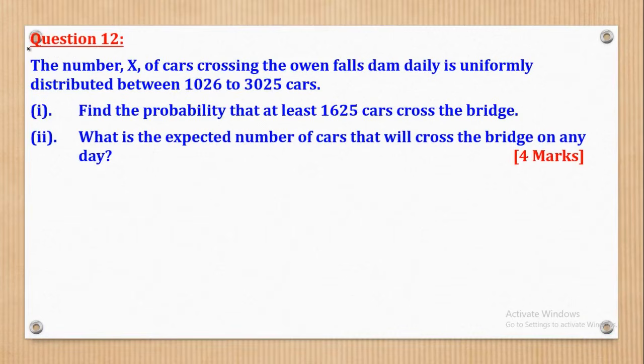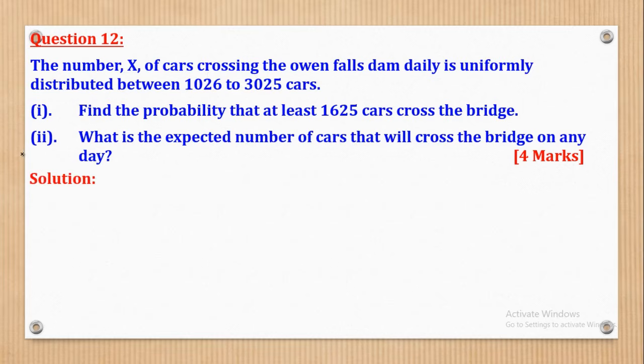So now we shall go to question 12. Question 12 says the number x of cars crossing the Owen Falls Dam daily is uniformly distributed between this and this. That means that this is a and this is b. Roman 1, find the probability that at least 1625 cars cross the bridge. Then Roman 2, what is the expected number of cars that will cross the bridge on any day?